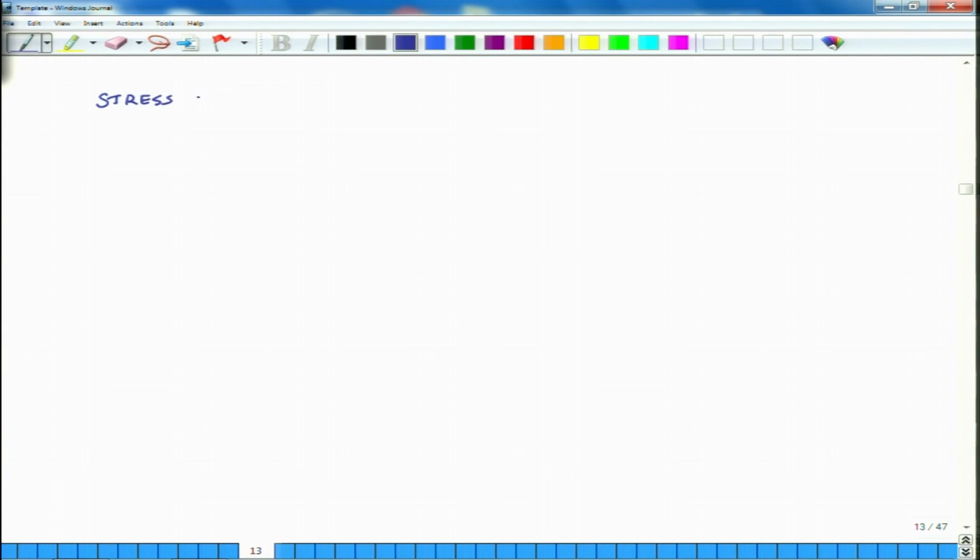stress strain variation along laminate thickness.